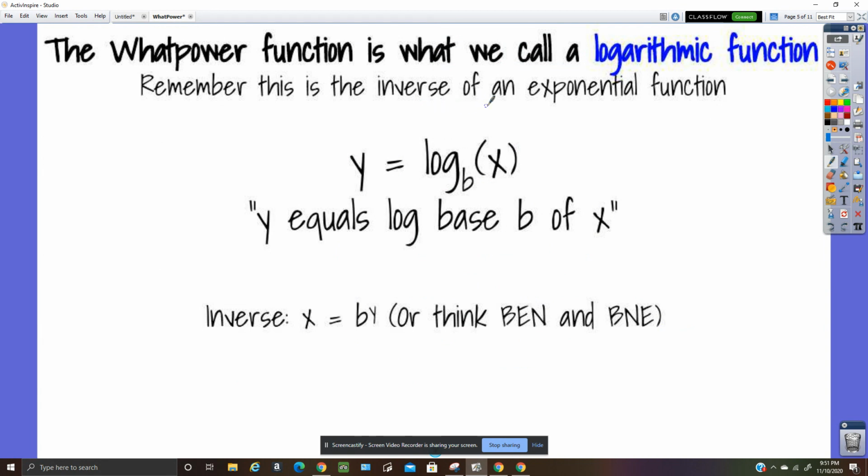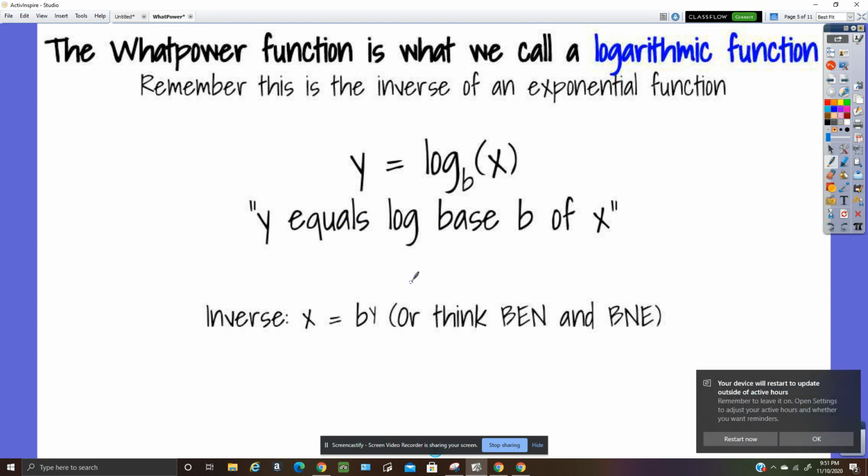All right, so the what-power function is what we call the logarithmic function. It's the inverse of exponential. Y equals, this is read as y equals log base b of x.